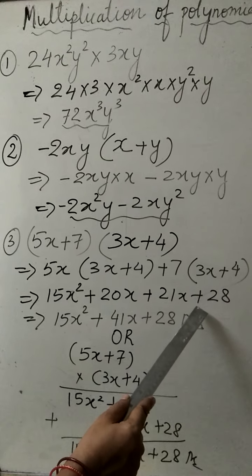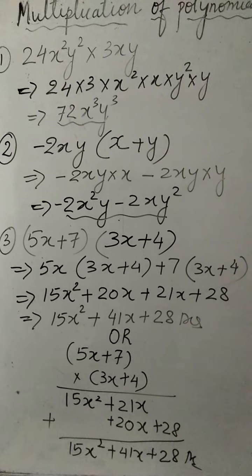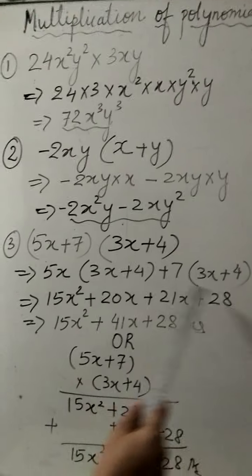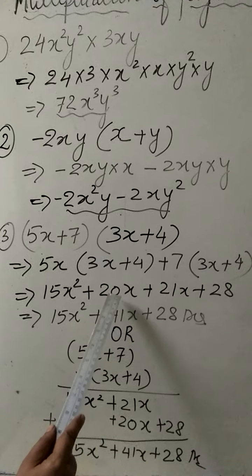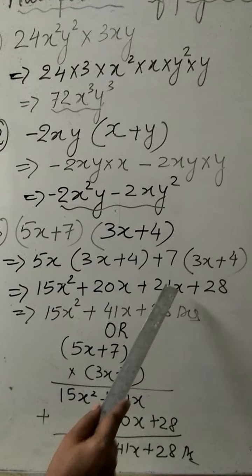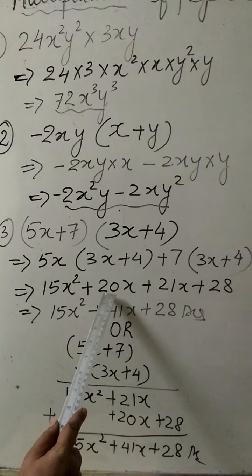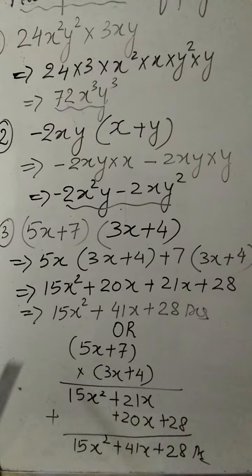7 4s are 28. Now you have to check whether you can simplify or not. If there are no like terms, then the answer will be here only. But here you can see like terms are there, that is 20x and 21x. So that means you can add them, plus plus plus. So 20 plus 21 is 41x and the rest is as it is. So this is your answer.